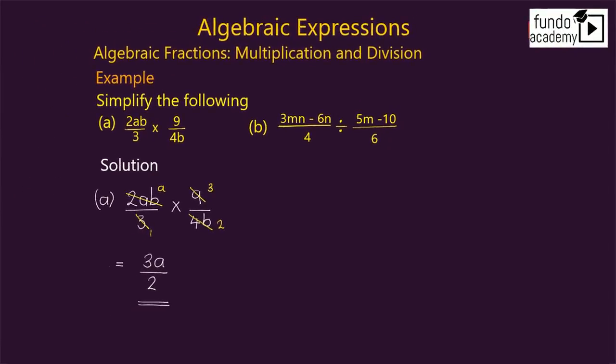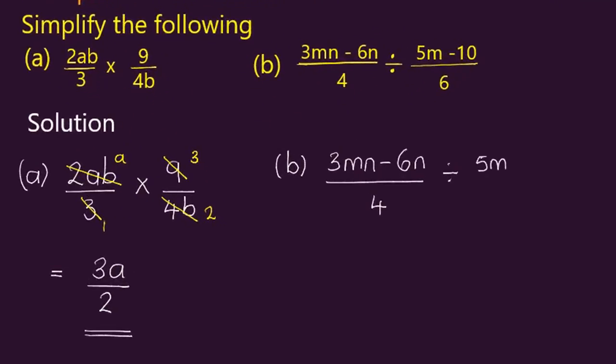Alright, so that's how we do it. Let's look at part B to see how we can perform a division. On part B we have 3mn minus 6n over 4 divided by 5m minus 10 over 6. It's a division. The thing with division, and I always want you to make note of that, is you first have to deal with the division sign. You have to deal with that first. So deal with the division, and you do that by introducing a multiplication sign. You do that for all algebraic fractions that are in division, like the one we have.